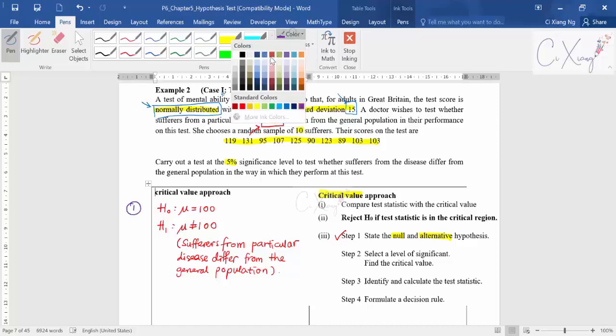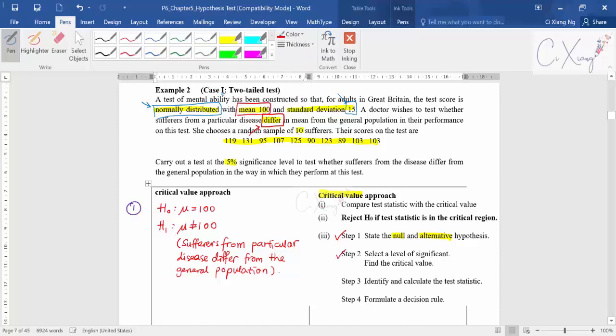Then we proceed to step number 2. What is step number 2 here? They want you to select a level of significance. Usually this level of significance will be given in the question itself. You can see that it is 5%. If in the question they didn't give you any level of significance, then the standard one is 5%. If the question gives you one, then you just follow the level that the question wants. So select a level of significance and find the critical value.